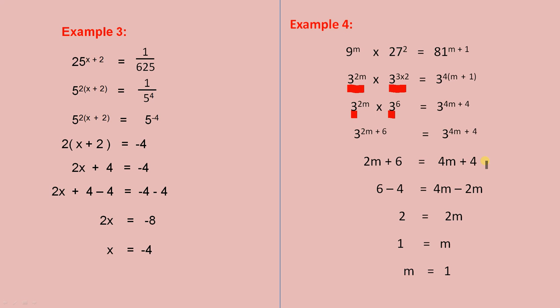Let the indices equal each other. And some manipulation to get to that line. Further simplification to get to this line. 1 equals m, or m equals 1, and that's the answer.